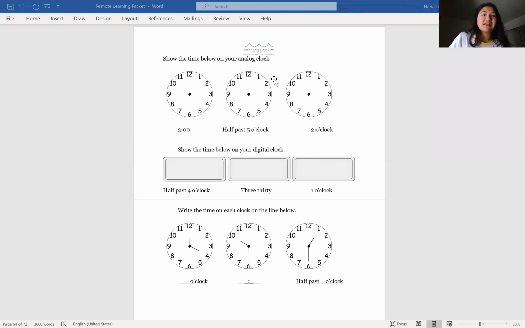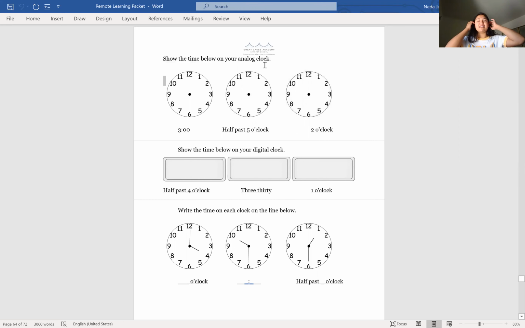The next page looks like this. Let's read the directions together. Your finger is on the word show. If you have the packet, go ahead and put your finger on the word show. If you don't have the packet, go ahead and put your finger as close to the screen as possible without touching the screen on the word. Get ready, go. Show the time below on your analog clock.